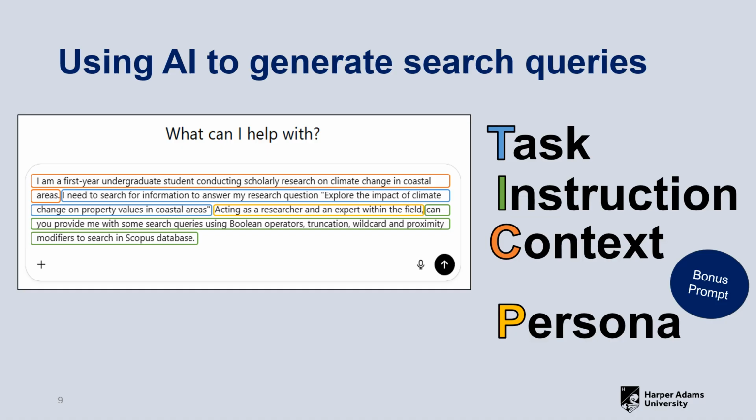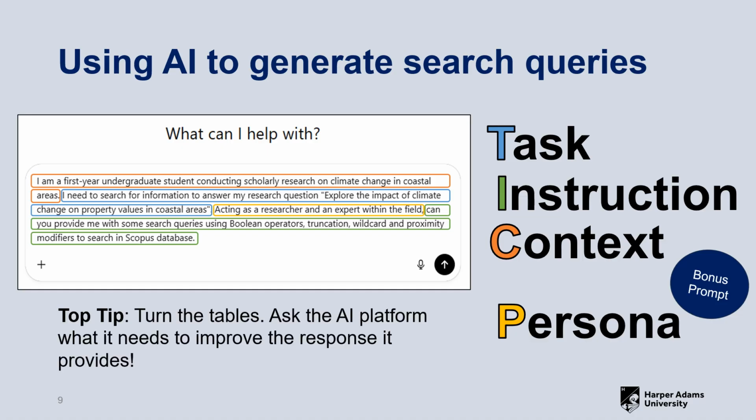And persona: this bonus element helps frame the AI's response. You're asking it to act as an expert researcher, which will influence the sophistication and style of the queries it suggests. Now, here's a top tip that can really transform your results.